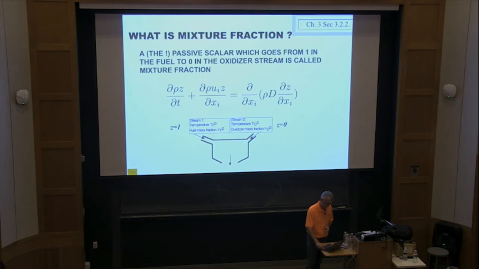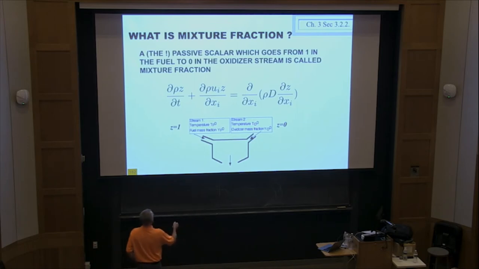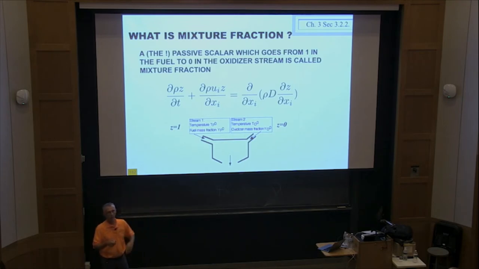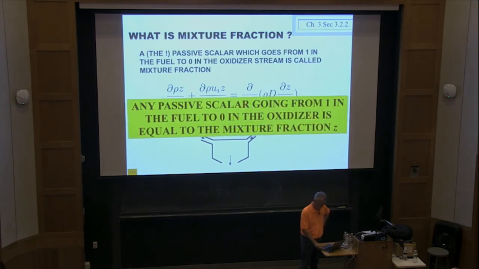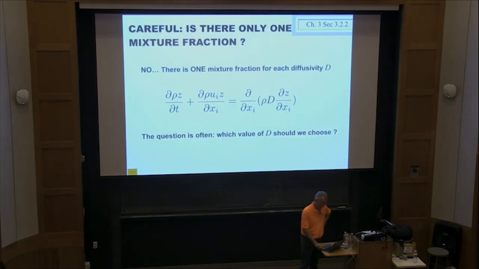Now, what is the mixture fraction? The mixture fraction is one passive scalar which has a special property. It is zero in the oxidizer, and it is one in the fuel. So among all the passive scalars, one of them is special. It is zero in the air and one in the fuel. Everything which has the same equation, with the same boundary condition, will be equal to the mixture fraction. So now you have to be careful here.